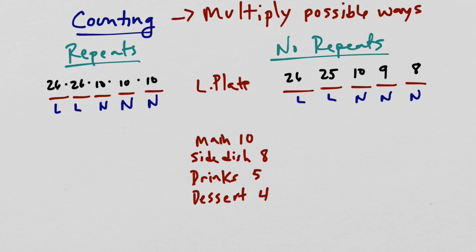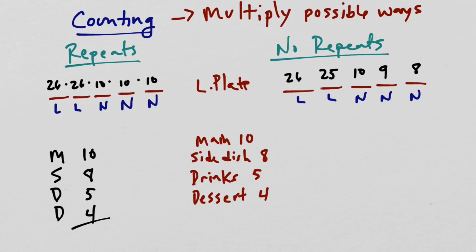So if you were picking, just to figure out how many different ways you could choose your menu, if you were getting a main, a side, a drink, and a dessert, what you would do is multiply 10, 8, 5, and 4. Multiply all those together. And that'll tell you how many ways that you could pick your menu item.